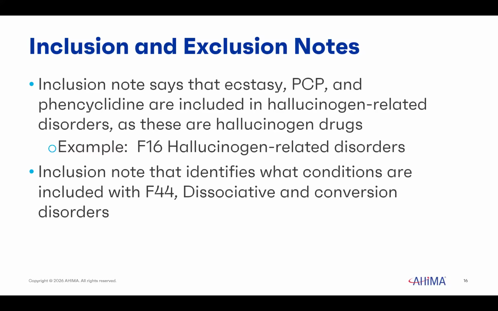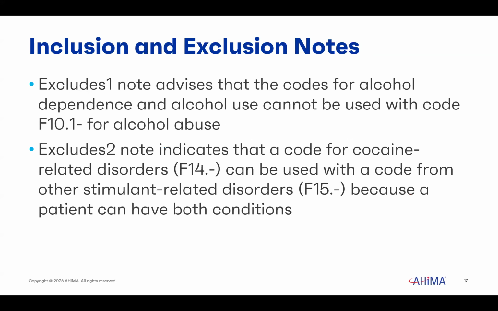Another one would be the F44 dissociative and conversion disorders. Tells you exactly what conditions are included. And of course, it wouldn't be right if we didn't have exclusion notes. Excludes 1 advises us that codes for alcohol dependence and use cannot be used with alcohol abuse.